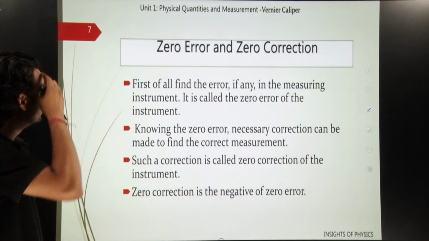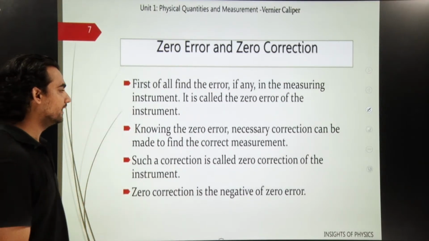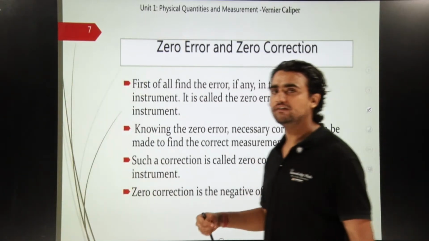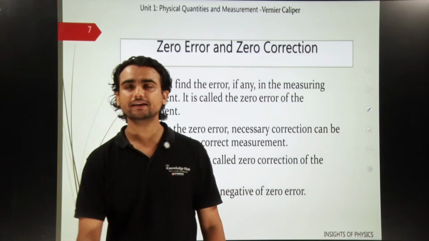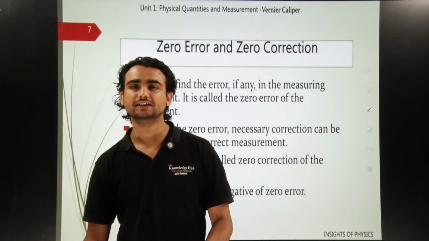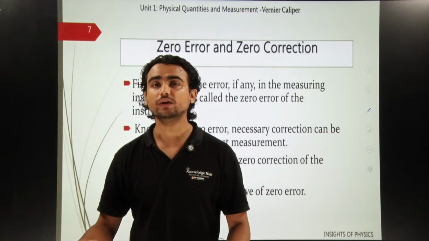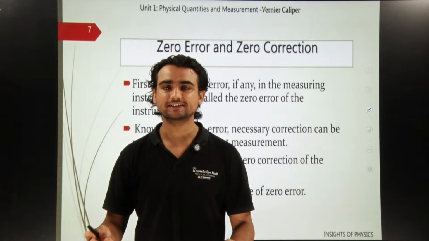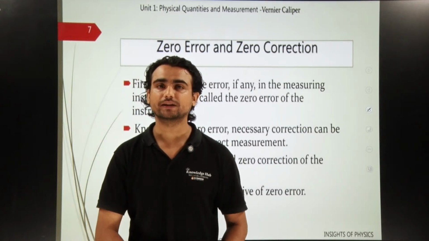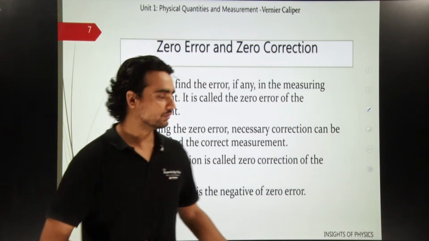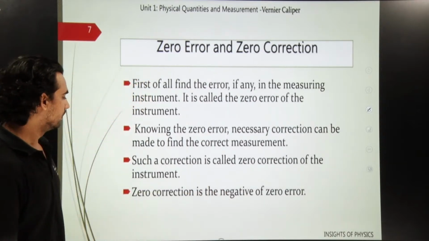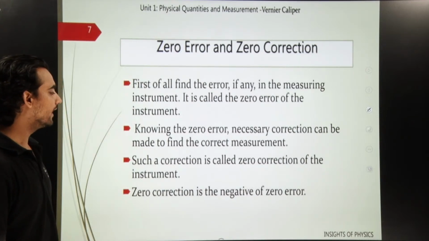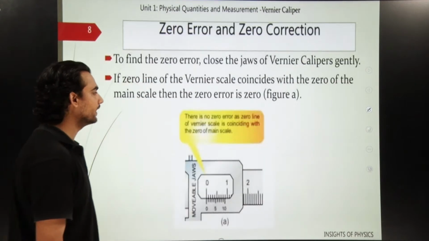Knowing the zero error, the necessary correction can be made to find the correct measurements. If I knew that the weighing machine is showing plus 1 kg extra, then when I stand on it, it will show 76 kg, so I can subtract 1 from that to get my actual reading. That is what he is trying to say. Such a correction is called zero correction. Zero correction is the negative of zero error.